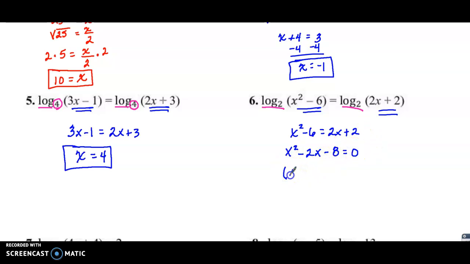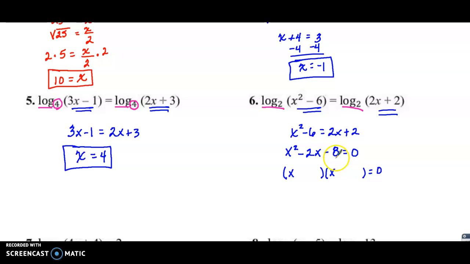Factor this. Here comes that factoring again. Remember when we first started talking about factoring back in about September, October, we haven't stopped since, have we? Everything we've done has had some factoring in it. That's how important our factoring is.